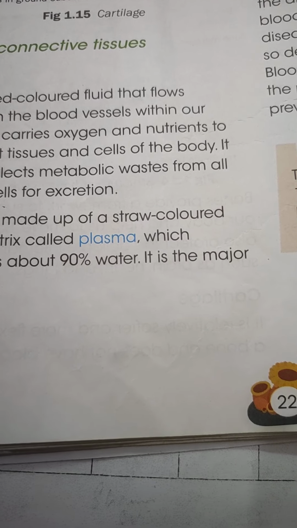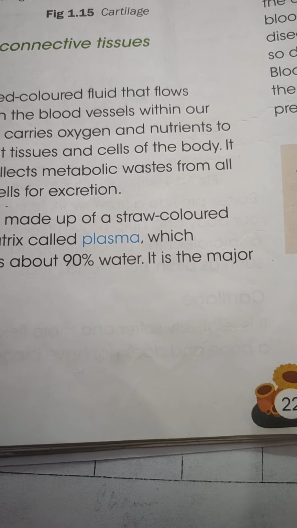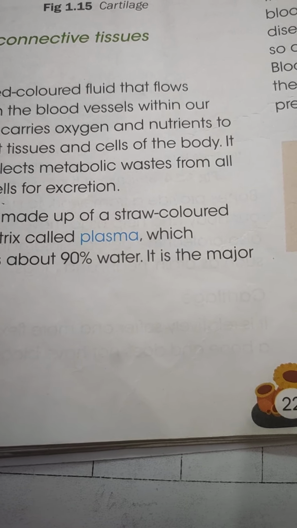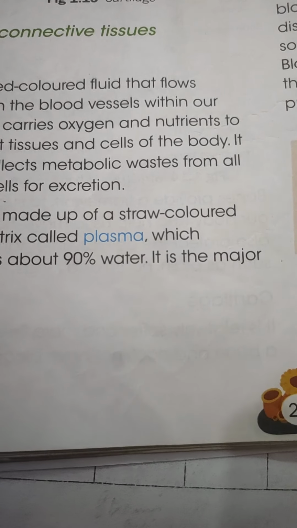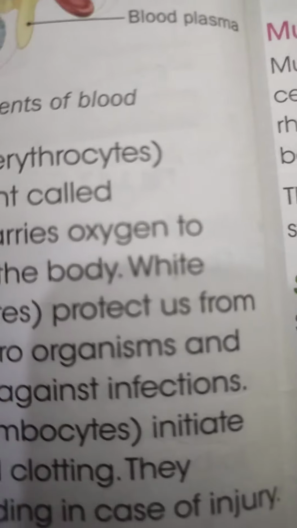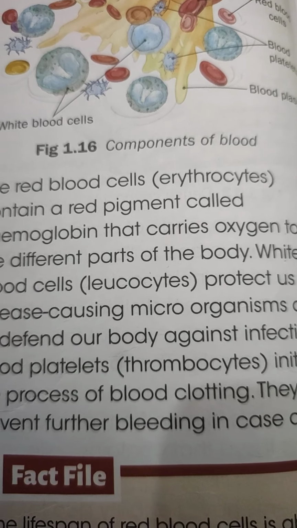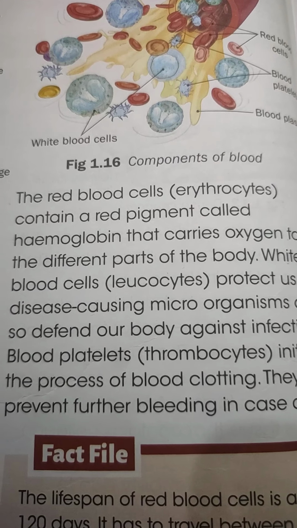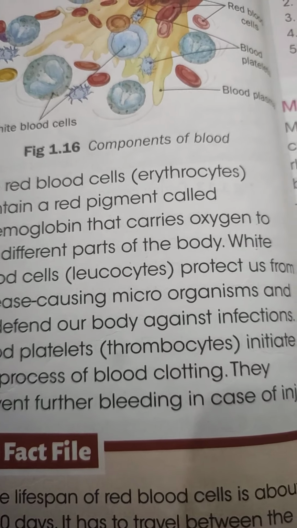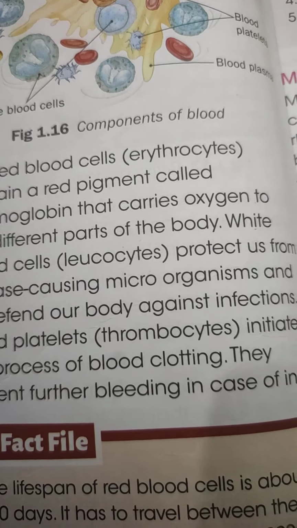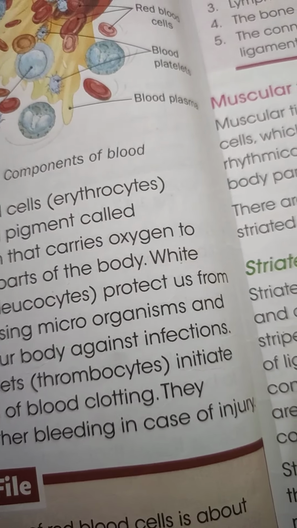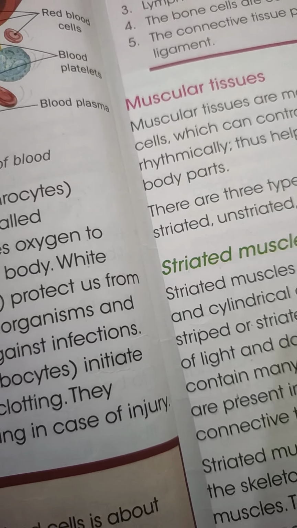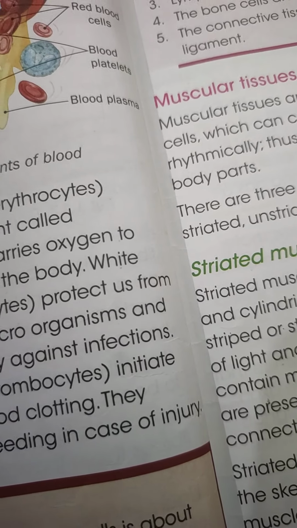Plasma is 55% of the blood volume, and 45% blood cells are there. Blood cells are erythrocytes, the red blood cells, leukocytes, the white blood cells, and thrombocytes, the platelets. So they are 45%, and the plasma is 55%. But plasma itself is 90% water, and it's a major component of blood because it's 55%.